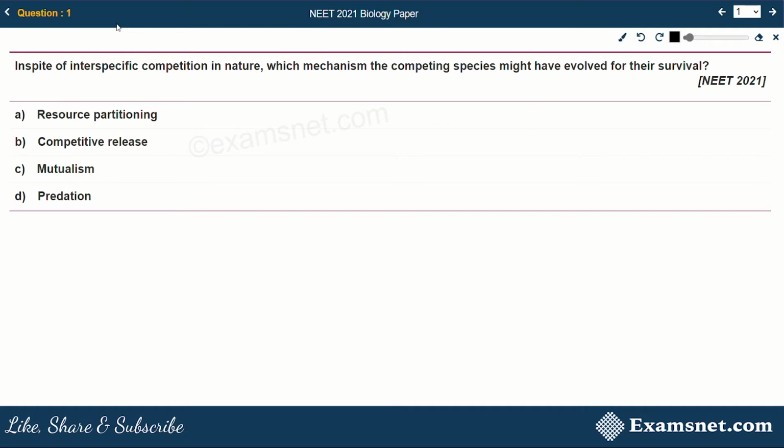Everyone. So question number 1 is from the chapter Organisms and Population, class 12, and the question is, in spite of interspecific competition in nature, which mechanism the competing species might have evolved for their survival?